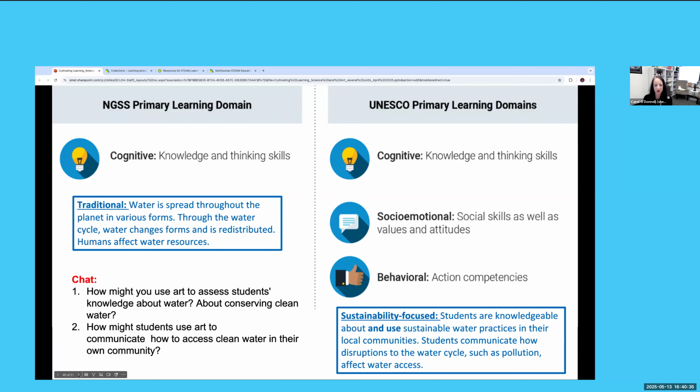How might you use art to assess students' knowledge about water or about conserving clean water in their community? So go ahead and add your thoughts to the chat. How might you use art to assess students' knowledge about water or about how they might conserve clean water?